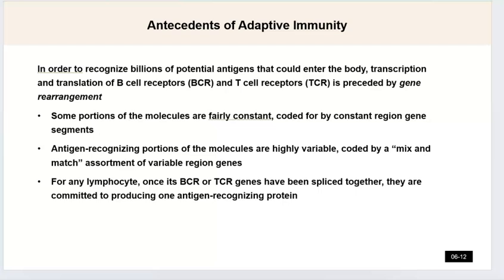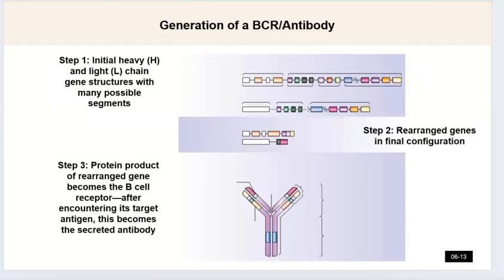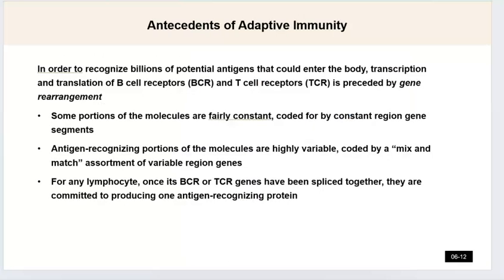We have billions of different B cells in our body, but each is able to respond to a unique antigen. For any lymphocyte, once its BCR or its TCR genes have been spliced together, they're committed to producing one antigen-recognizing protein, and that's it.